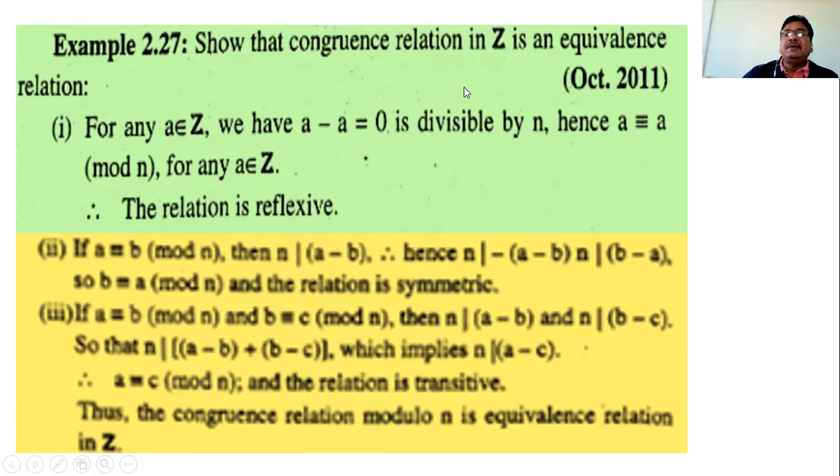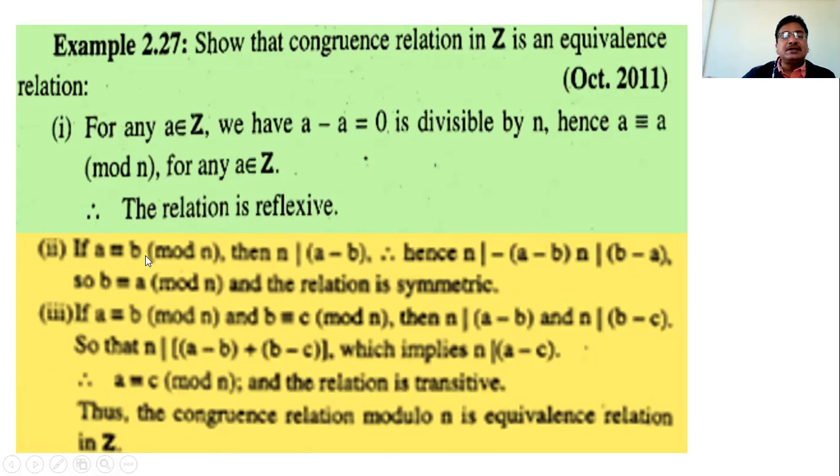A relation is reflexive on a set if every element of the set is related to itself. This Z contains infinitely many elements, and we have to show that every element is related to itself. So we take any element from Z, suppose a, and here a is related to a. Why? Because a is congruent to a modulo n, since n divides a minus a, that is 0. 0 is divisible by every number. Therefore the relation is reflexive.